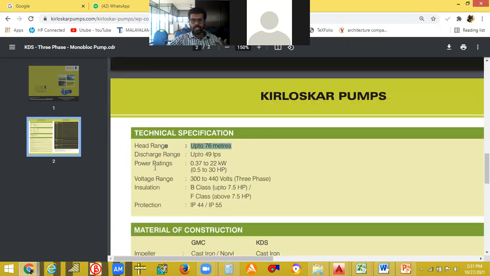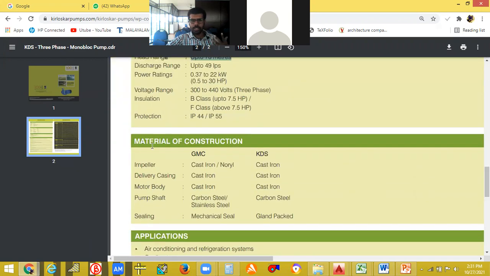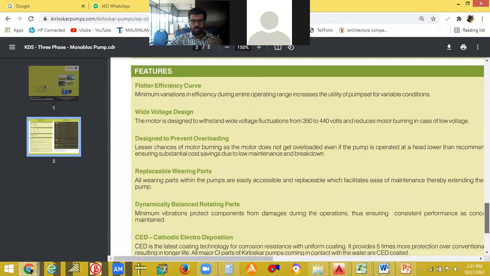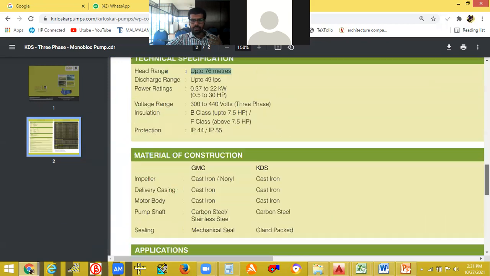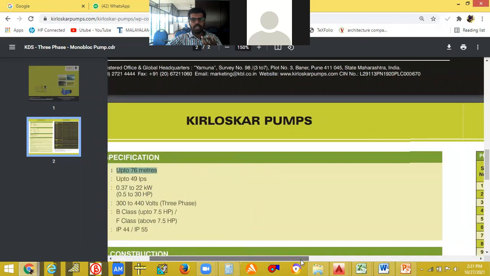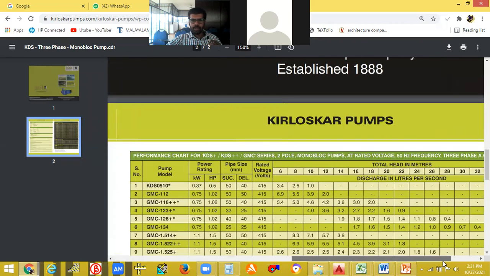Okay, and its material construction is given. These are normal specifications that they give in their catalog, and the application also they have given. Air conditioning and refrigeration system. Okay, for chilling plant also they can use this type of pumps, cooling towers, clear water handling at high pressure in industries, irrigation in horticulture and agriculture, firefighting systems. So they have given their applications also, wherever we use it. Okay, I have just randomly shown this. So this is the specifications.